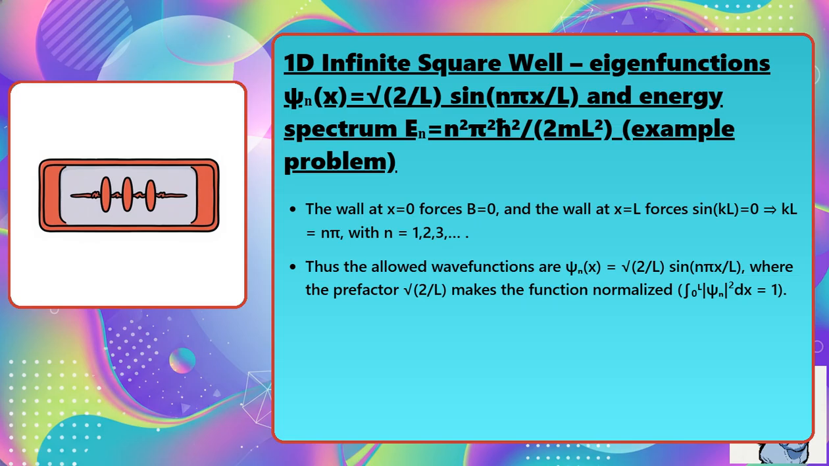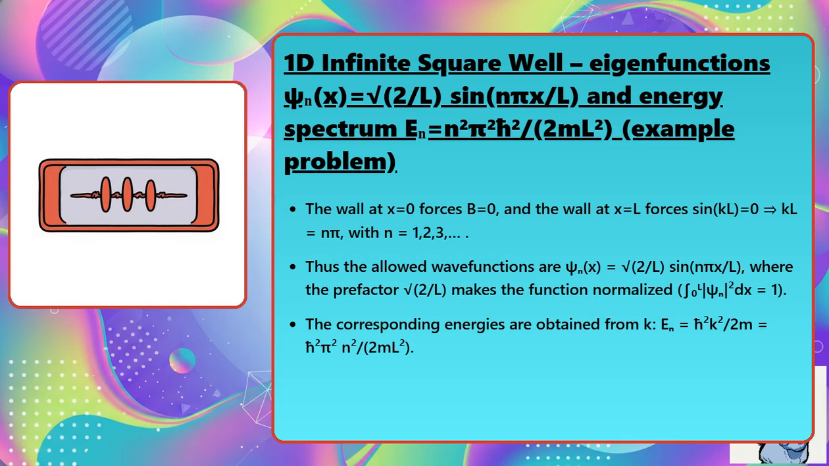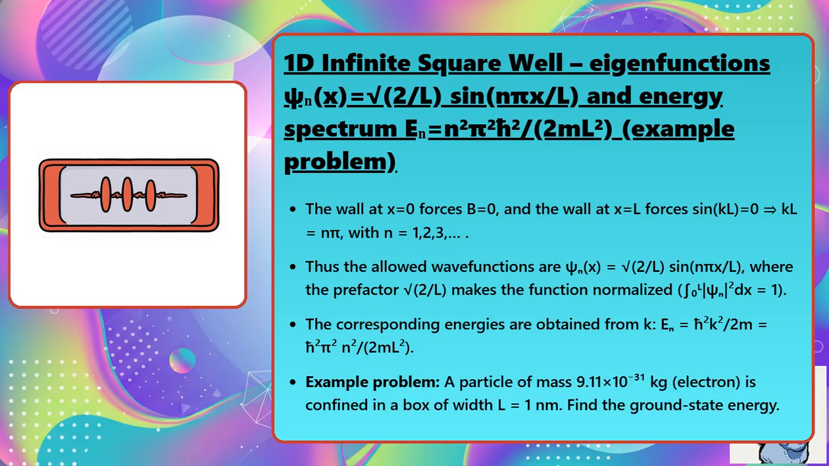Thus the allowed wave functions are psi sub n of x equals square root of 2 over L times sin of n pi x over L, where the prefactor square root of 2 over L makes the function normalized. Integral from 0 to L of absolute value of psi sub n squared dx equals 1. The corresponding energies are obtained from k. E sub n equals h bar squared k squared over 2m, which equals h bar squared pi squared n squared over 2mL squared. Example problem.